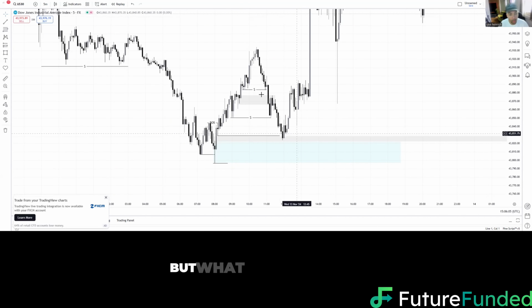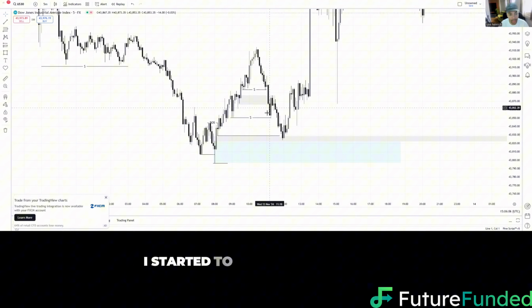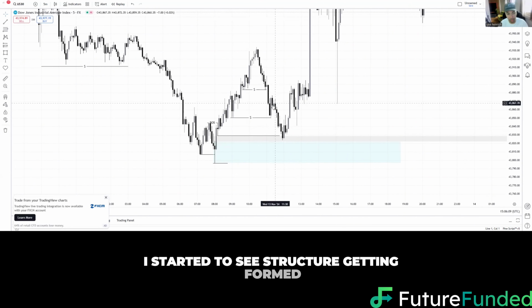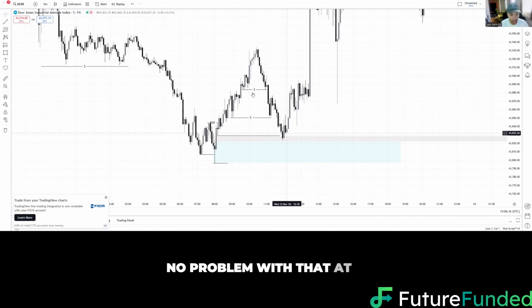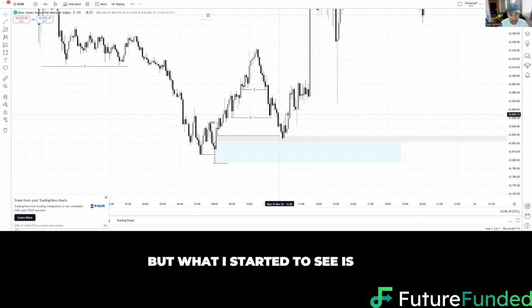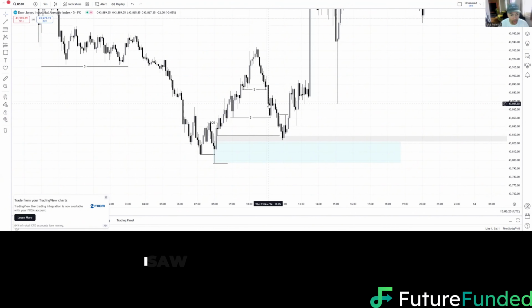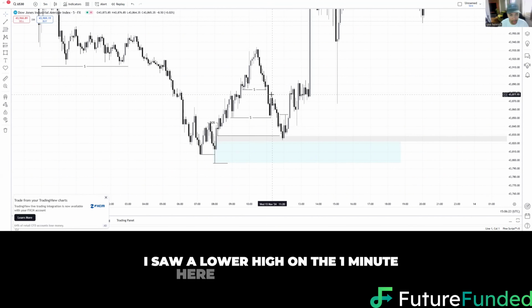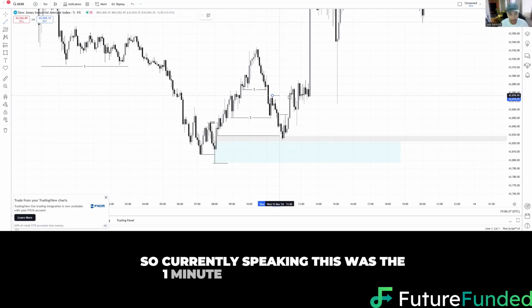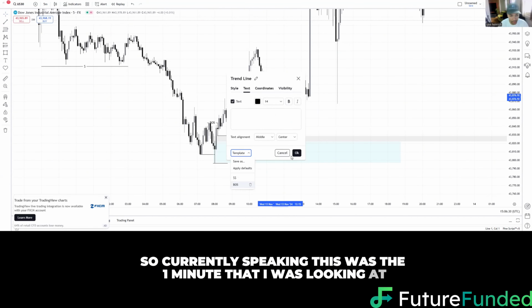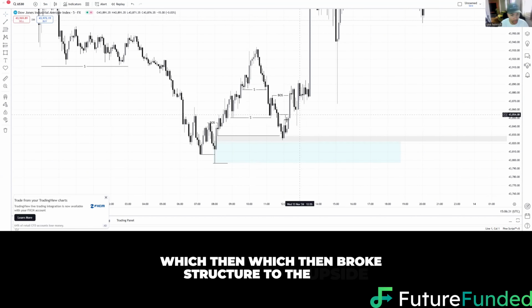All right. But what I started to see is structure getting formed as price came back down to this fair value gap. Now, some people would enter here. Fine. No problem with that at all. But what I started to see is some liquidity get built up here. I saw a lower high on the 1 minute here, and then a new low. So currently speaking, this was the 1 minute that I was looking at, which then broke structure to the upside.